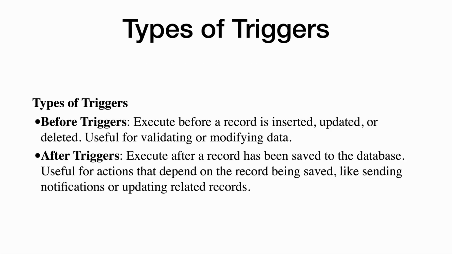So what are the different types of triggers we have? Broadly, we have two types of triggers: one is the before trigger and one is the after trigger. You need to understand when to use the before trigger and when to use the after trigger. A before trigger is used if you want to make changes to the data before insert, update or delete. And if you want to do some actions after inserting, updating or deleting the data, then you need to go for the after trigger.